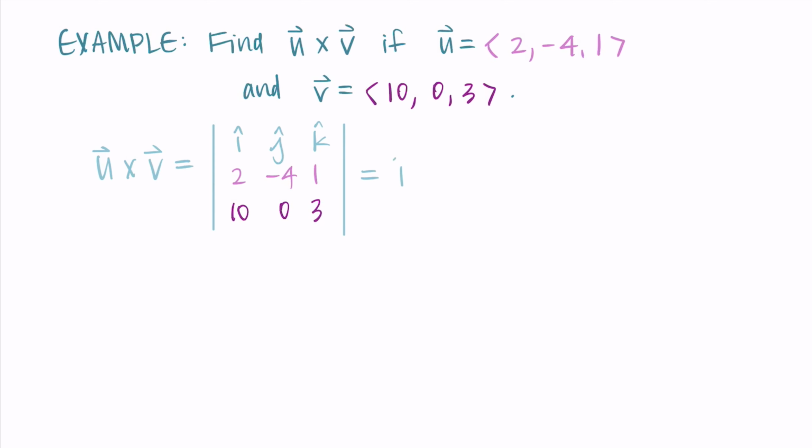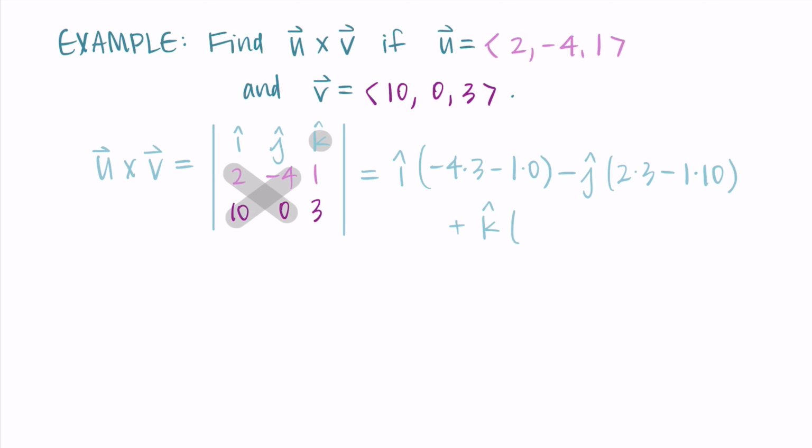Now to compute the determinant, I first use i, and then I do the determinant of the lower bottom right half. So I do -4 times 3 minus 1 times 0. Next, I subtract j hat times the determinant of the outsides. So I do 2 times 3 minus 1 times 10. Then I add this to k times the determinant of the bottom left, 2 times 0 minus -4 times 10. So I've now done the cross product. I just need to simplify this to get a final solution.